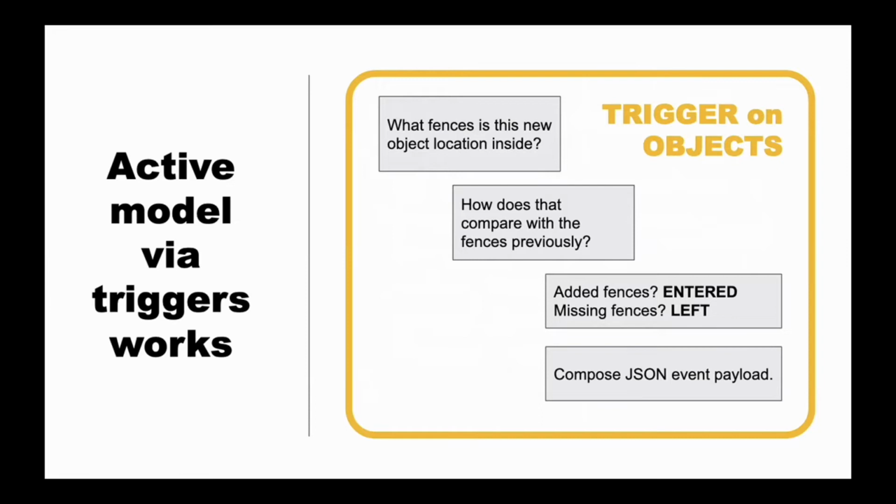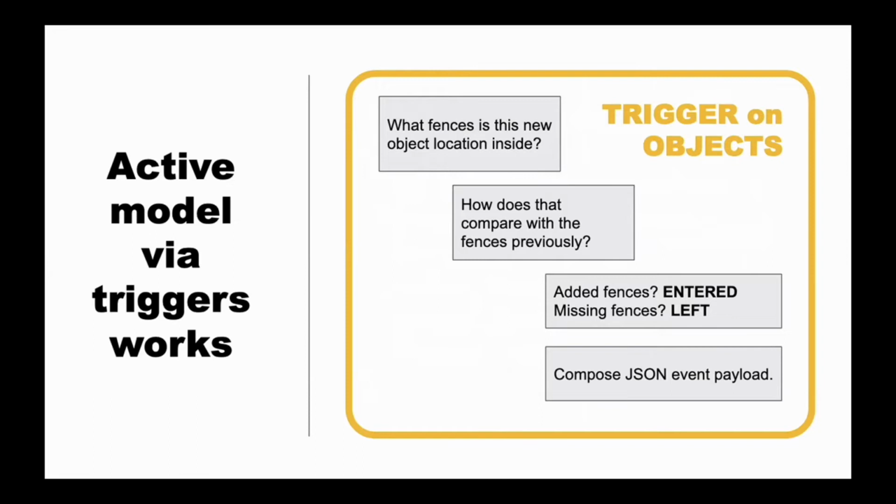A lot of applications are less interested in the current inside or outside state of objects relative to fences, and more interested in that transition moment. Can the system raise an alert when an object first enters a fence, and then again when it leaves a fence? So the fences attribute on the objects table allows me to create those kinds of events.